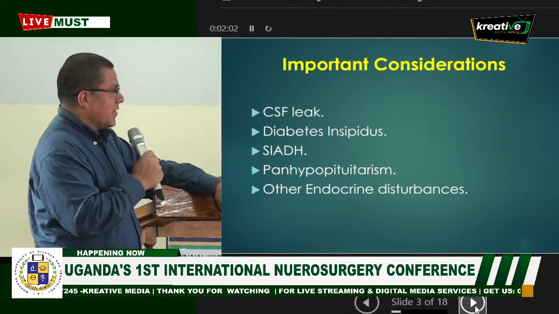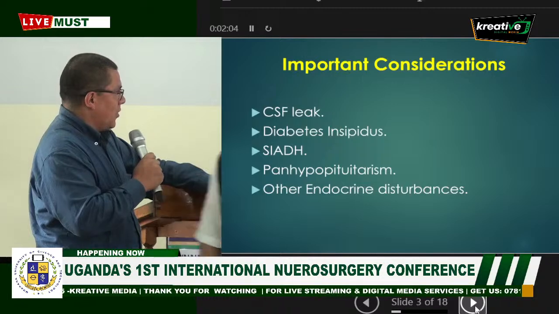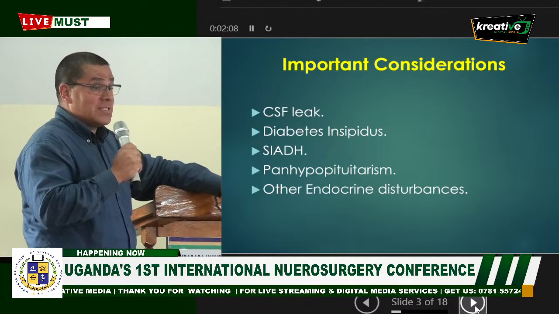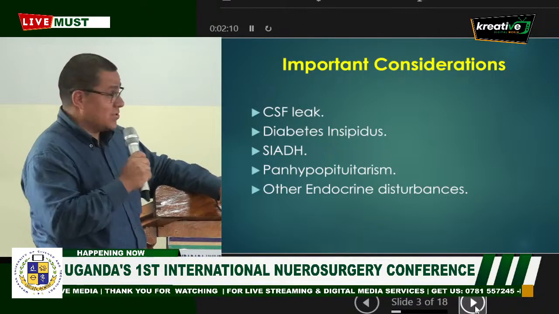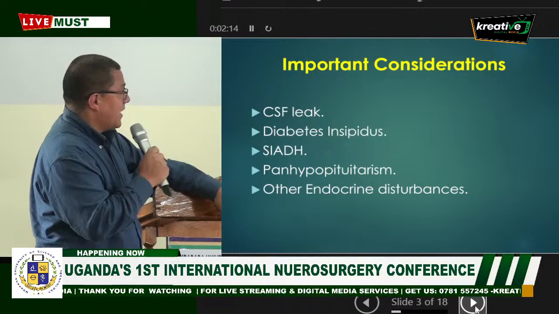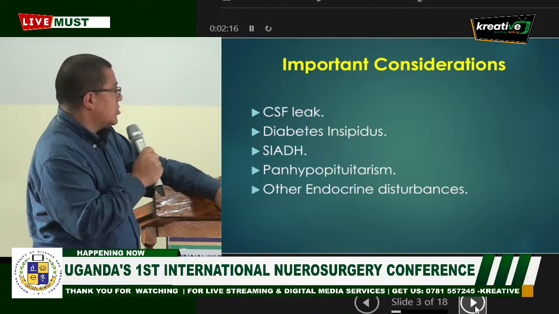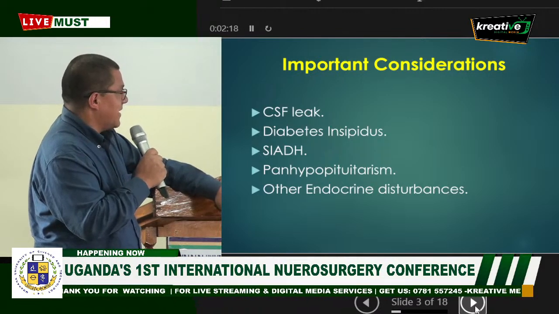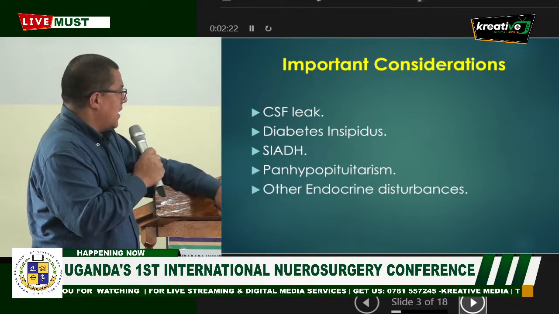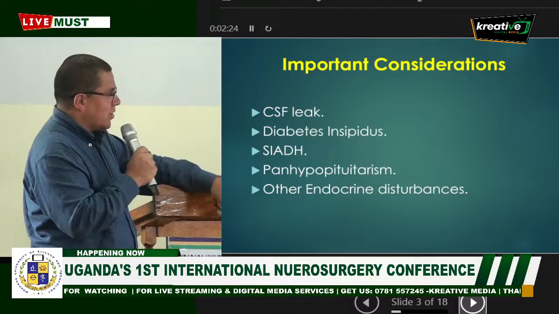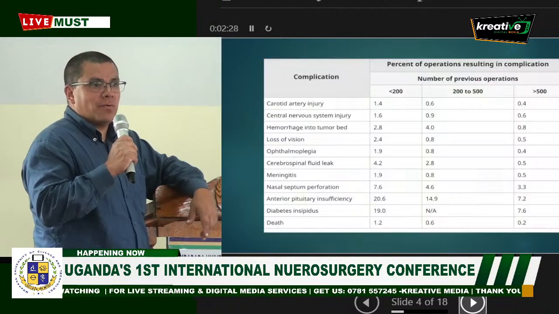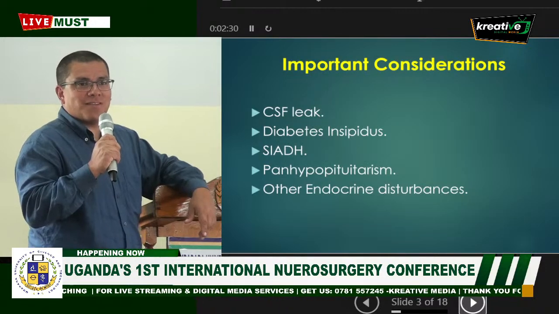Okay, other important considerations are other things that can potentially happen in patients that have this procedure. One of them is, like I mentioned before, a CSF leak. Others are endocrine issues such as diabetes insipidus, SIADH, also hypopituitarism, and other endocrine disturbances. I want to talk about a few of them, not all of them.